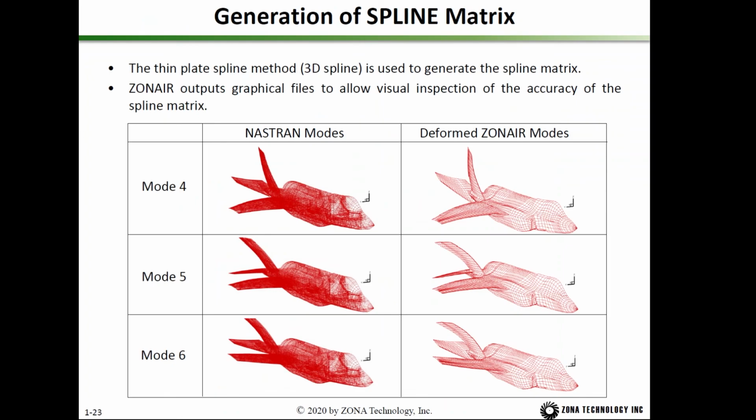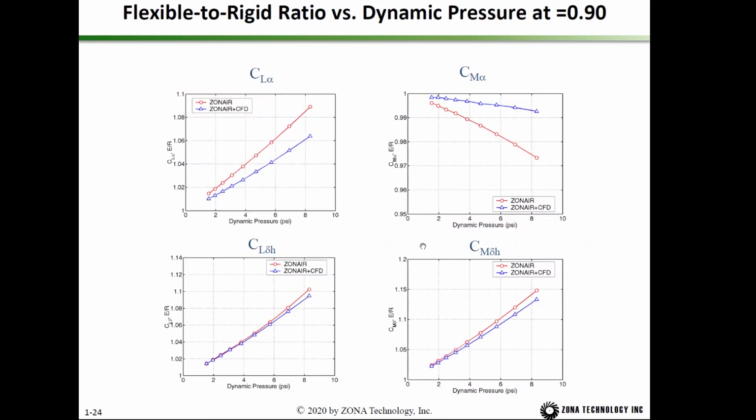So then we generate a spline. Then all the structure modes are splined from the NASTRAN model to the ZONAIR panel model. Then we can calculate the CL alpha, the E over R of the CL alpha, E over R of the CM alpha at different dynamic pressure.